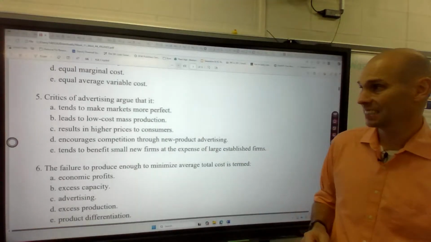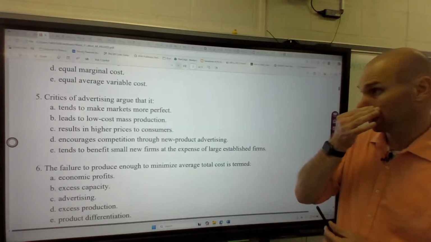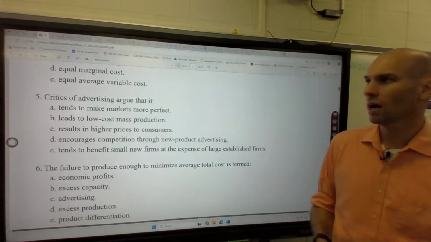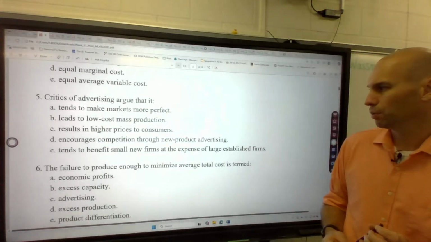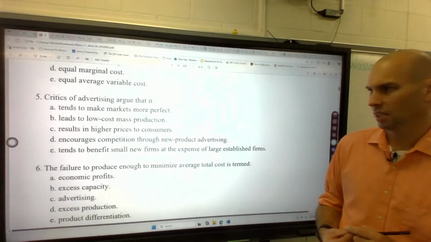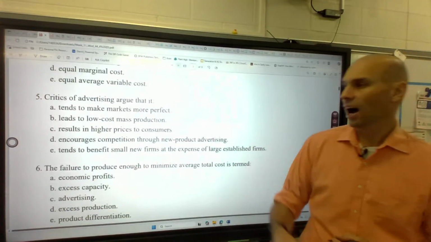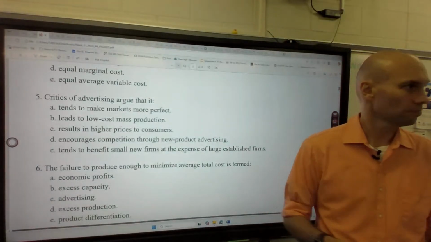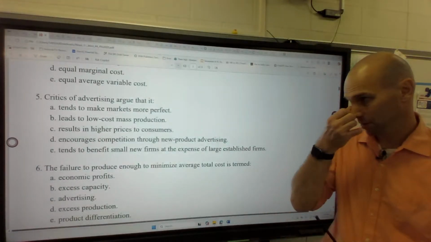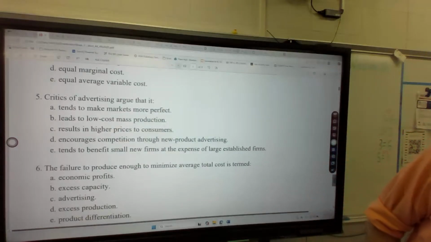Definitely not. Leads to low-cost mass production? No, it's actually an increase in cost. Results in higher prices to consumers? Possible, putting a peg in that. Encourages competition through new product advertising? No. Tends to benefit small new firms at the expense of large establishments? No. So higher price to consumers: advertising is a cost that gets passed on. Make sense? That's it. Sorry, that was the best option, not the perfect option.